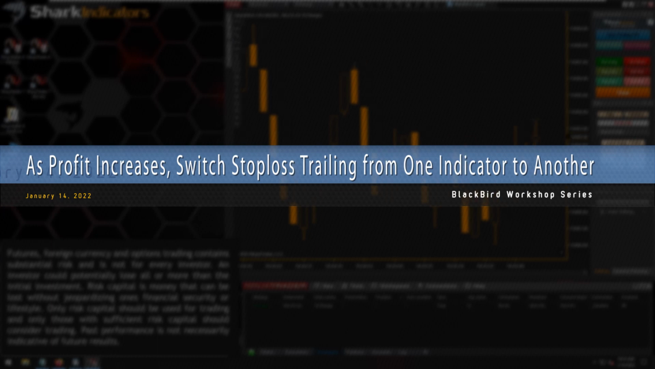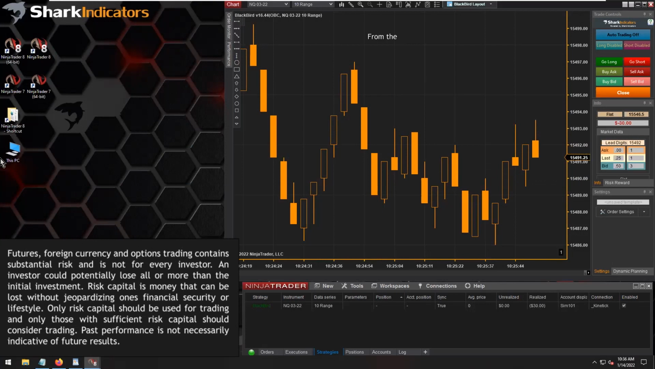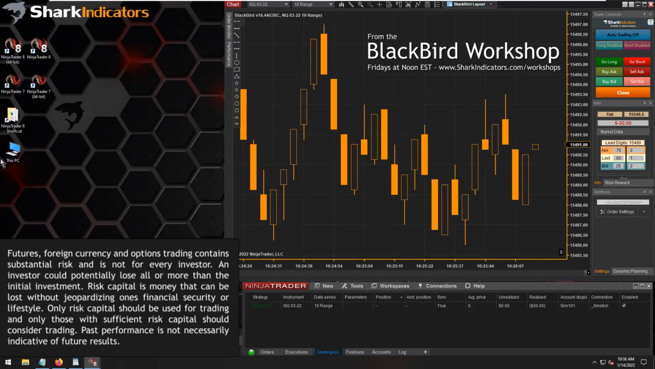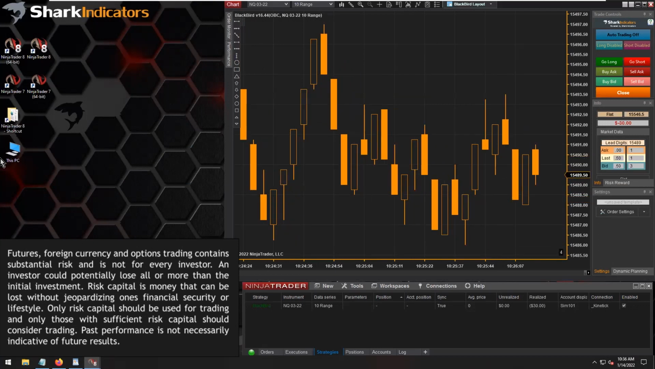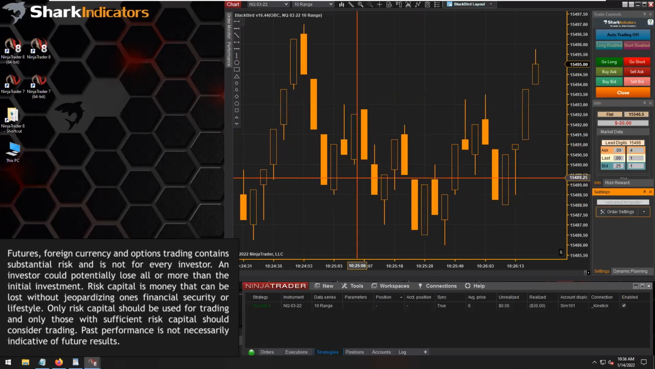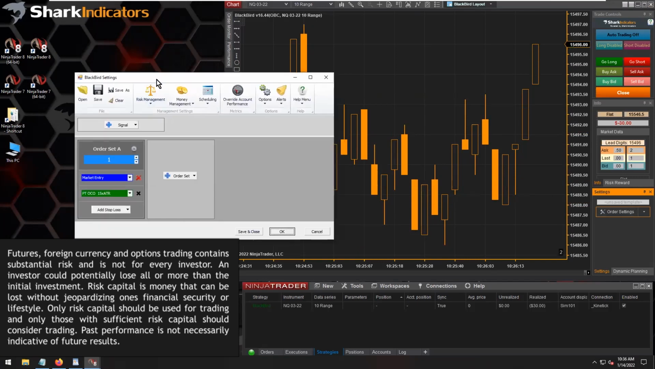Question about setting up 3 different trailing rules for a stop loss. Yeah, so as the profit for the trade increases, the stop loss is going to step up from the 100 EMA to the 50 EMA and then to the Parabolic SAR.